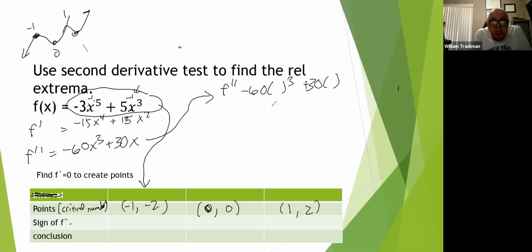If I plug negative 1 in here, negative 1 to the third is negative. That gives me a negative, and a negative times negative 60 is a positive 60. Negative 1 here is negative 30. I get 30, a positive answer. When I'm plugging negative 1 into the second derivative, I get a positive answer.